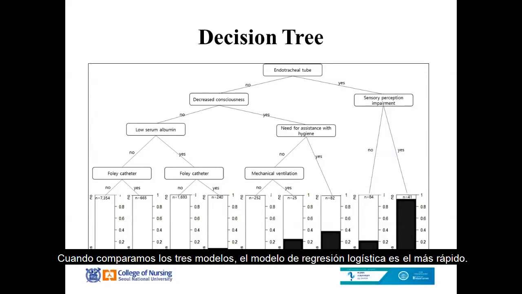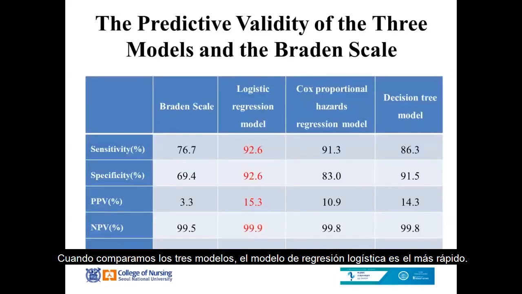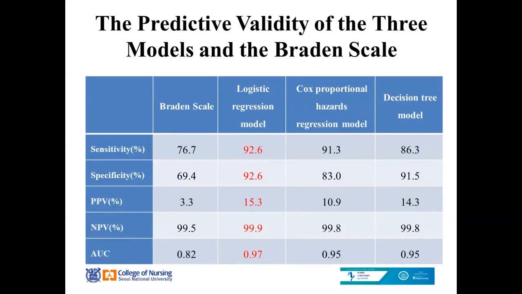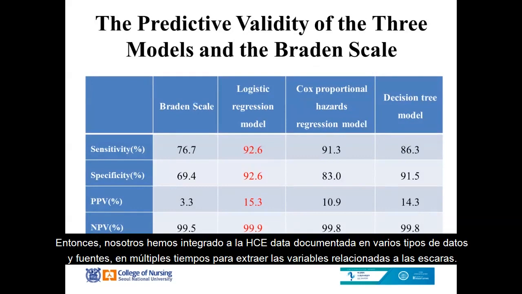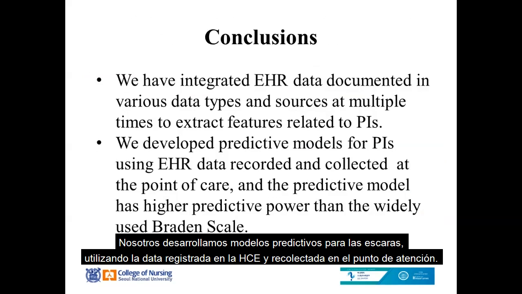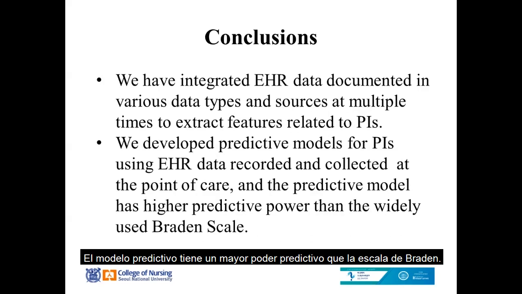When we compare the three models, logistic regression is the best model. However, all three models are much better than the current pressure injury risk assessment, the Braden scale, being used in the study hospital. So we have integrated EHR data documented in various data types and sources and multiple times to extract features related to pressure injuries. And we developed predictive models for pressure injuries using EHR data recorded and collected at the point of care. And the predictive model has higher predictive power than the widely used Braden scale.